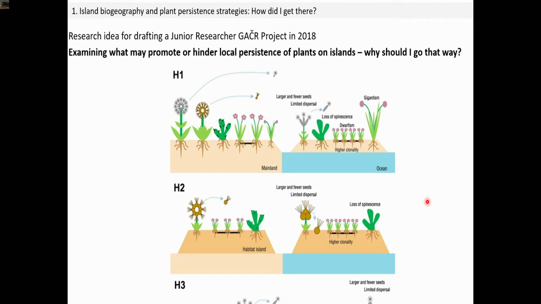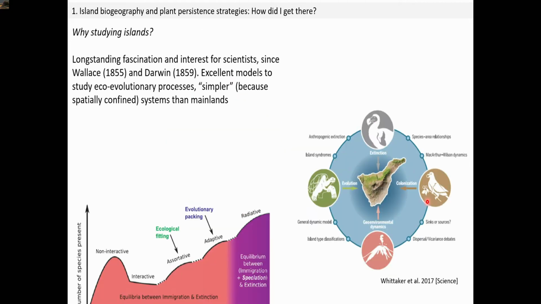Okay, so how did I get to the basic idea of the junior researcher grant proposal? I wanted to somehow link what I was doing during my PhD, working with inselbergs, so terrestrial island-like systems, with persistence strategies. And therefore I was thinking, okay, why not examine what may promote or eventually hinder local persistence of plants on islands or insular systems? And why? Most importantly, because of course, if it's just my curiosity, who cares? But why should it go that way?